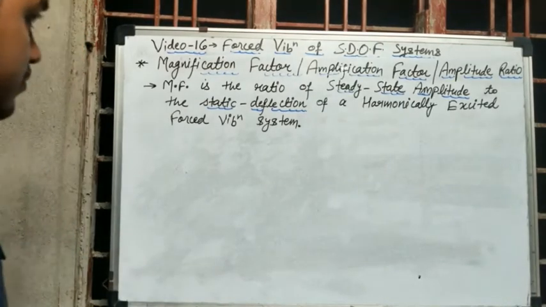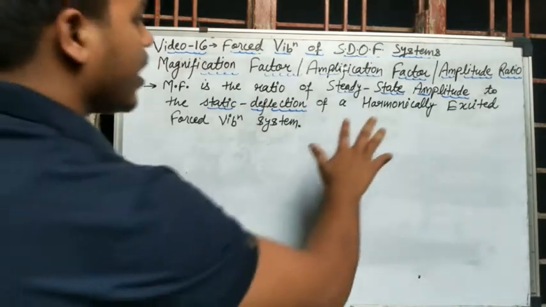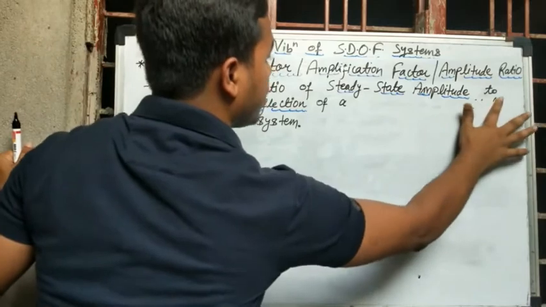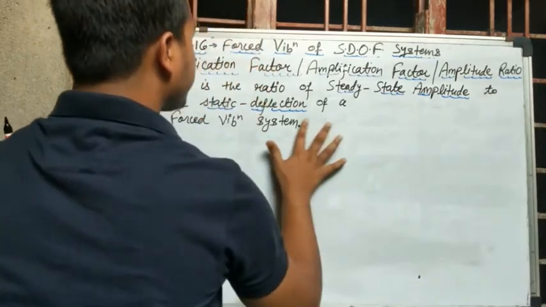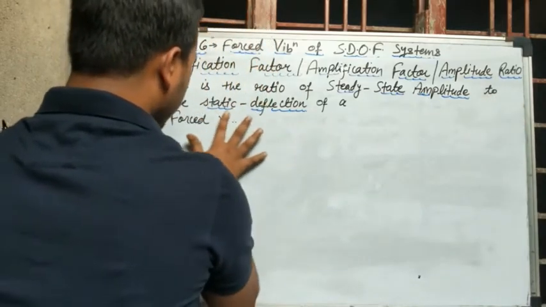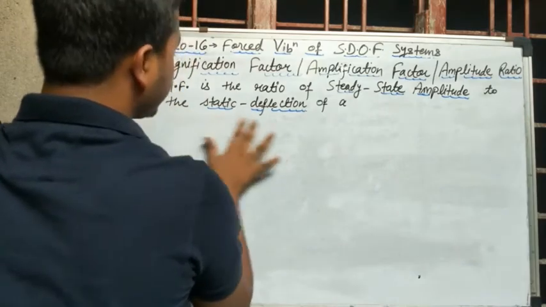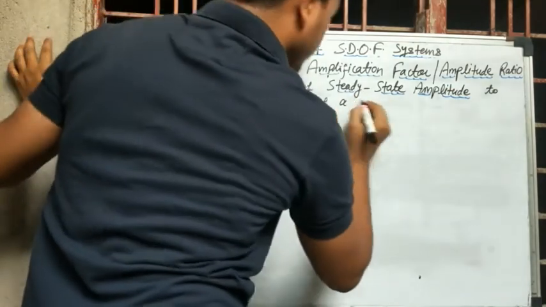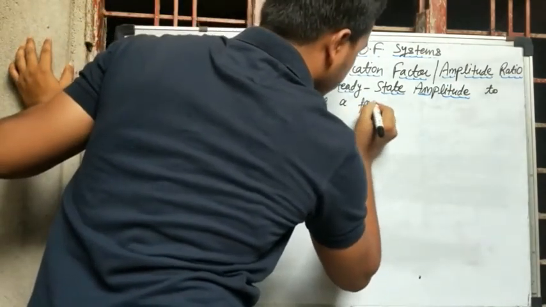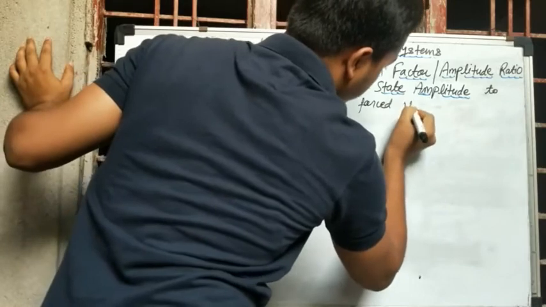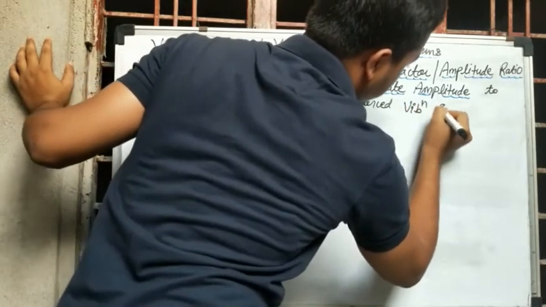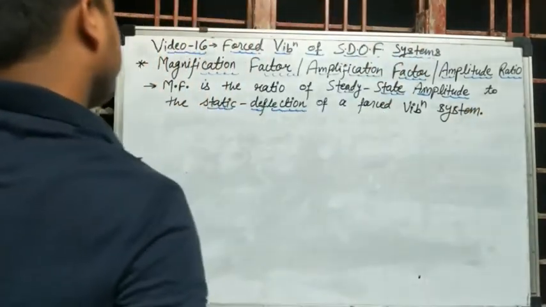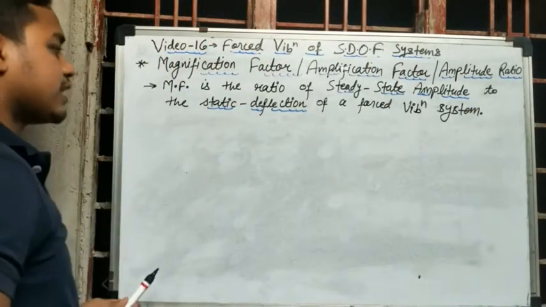Right? I should not write harmonically excited, I should simply write forced vibration system. Because for steady state amplitude, the force will be harmonic kind. But for static deflection, the force will be a constant type of force. So, the ratio of steady state amplitude to the static deflection of a forced vibration system. Right. Basically, it's the ratio of steady state amplitude to the static deflection.